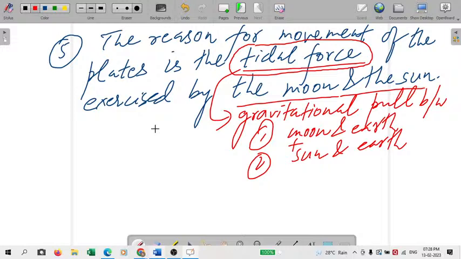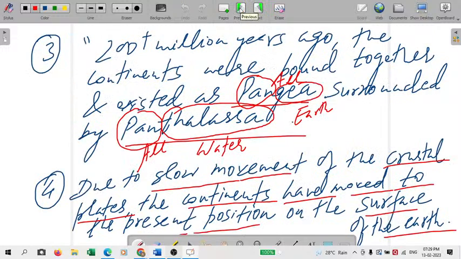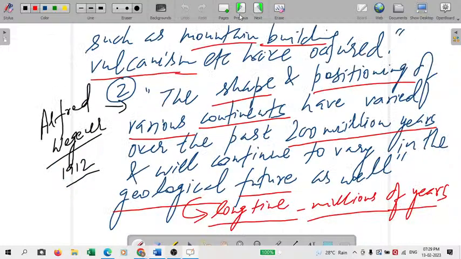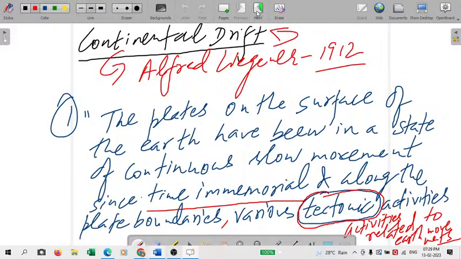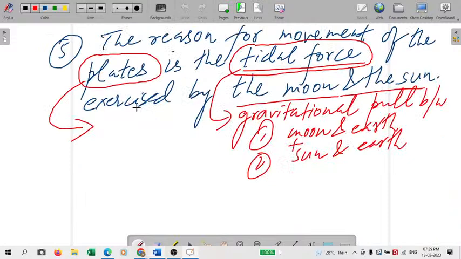So where does tidal force come from? From gravitational pull. So Alfred Wegener said that the plates are moving because of tidal force. Now the controversy started here. Until now he was taken okay that slow movement is happening. The shape and position of the continents varied for the last 200 million years. That was also okay, right? But one point of controversy was the tidal force.